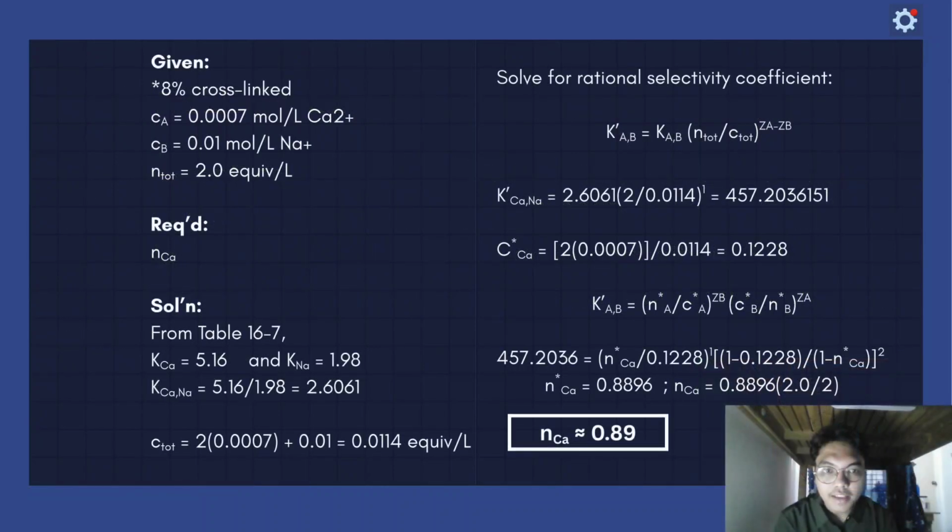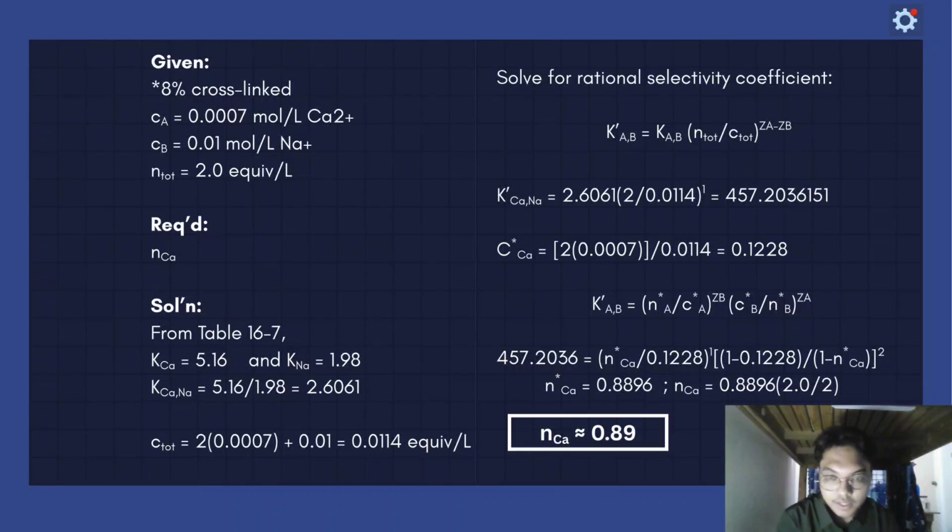Like I said, the given was 8% cross-link. The concentration of calcium at 0.0007 mole per liter, the concentration of sodium at 0.01 mole per liter, and the total resin ion exchange capacity at 2 equivalent per liter. What we are finding here is the resin capacity of the calcium removal.